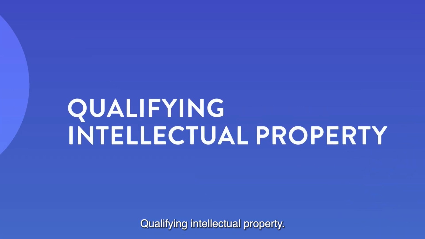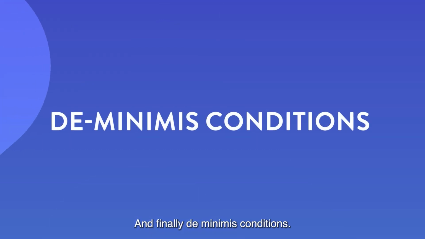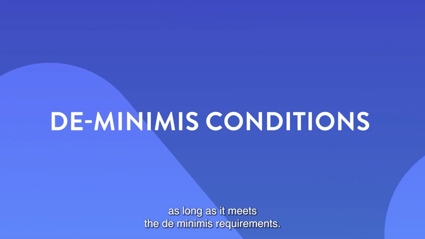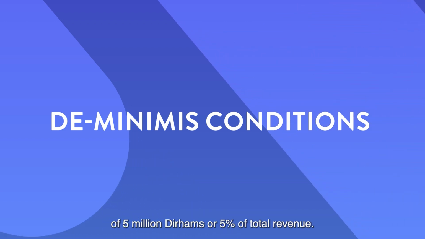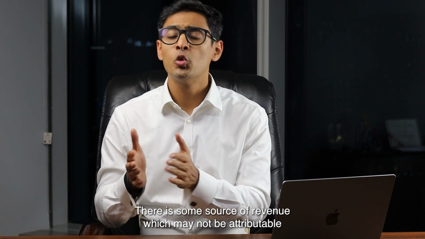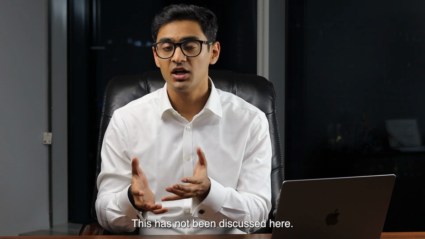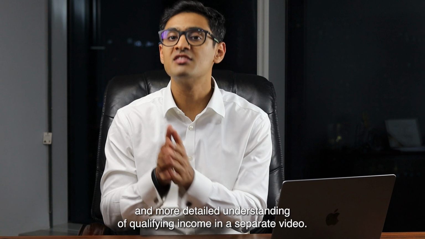Qualifying intellectual property. Income derived from ownership or exploitation of qualifying intellectual property. And finally, de minimis conditions. Any non-qualifying income will also be considered as qualifying income as long as it meets the de minimis requirements. The non-qualifying income must not exceed the lower of 5 million dirhams or 5% of total revenue. There is some source of revenue which may not be attributable to qualifying income. This has not been discussed here. We'll be discussing this and more detailed understanding of qualifying income in a separate video.